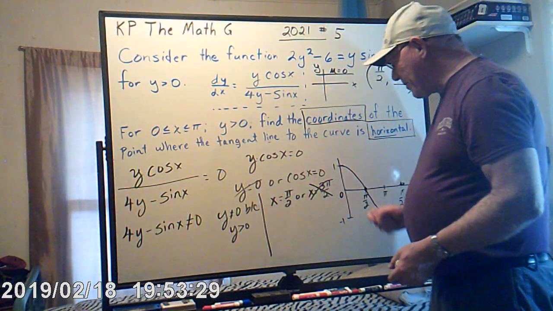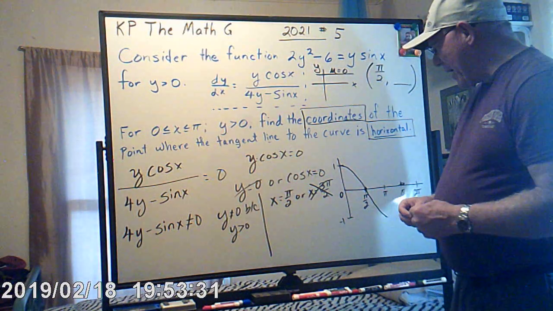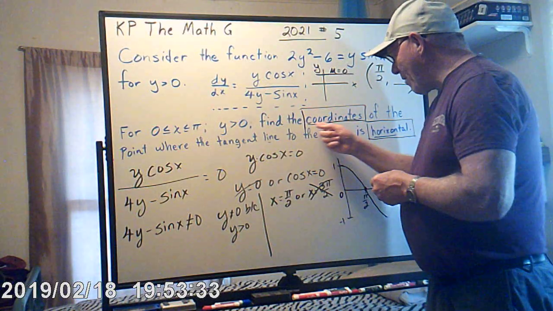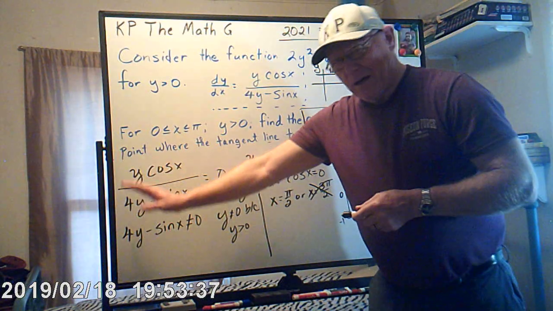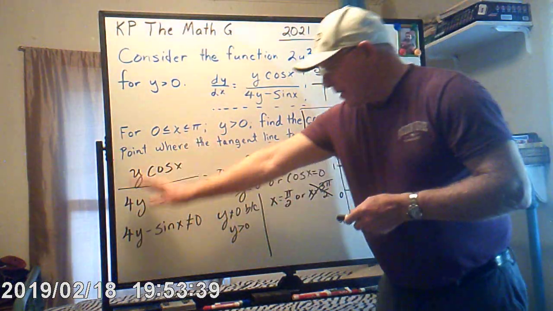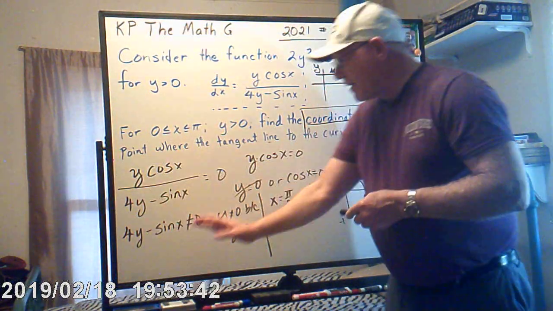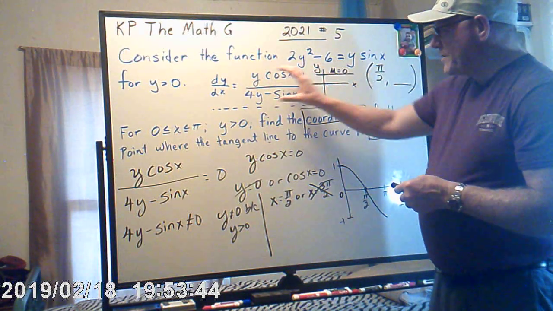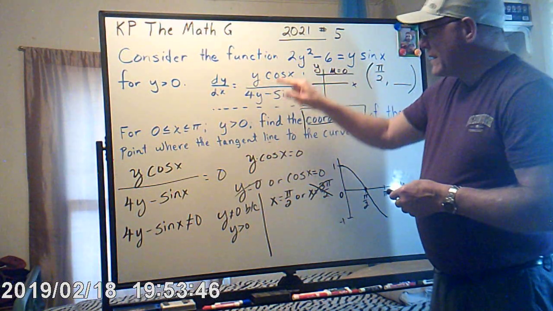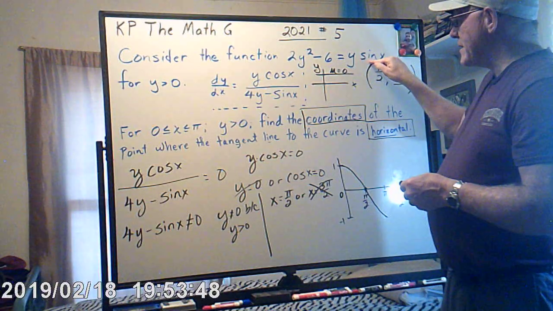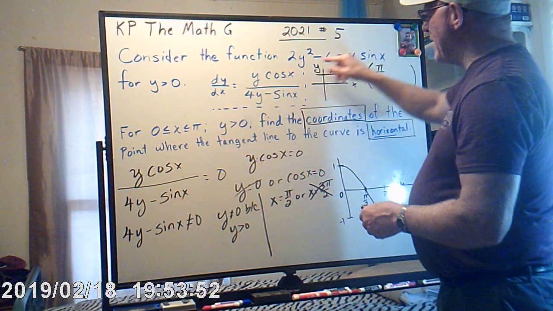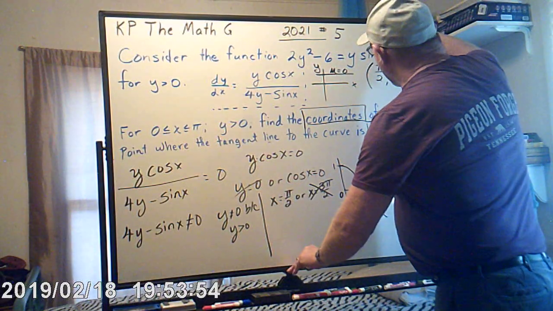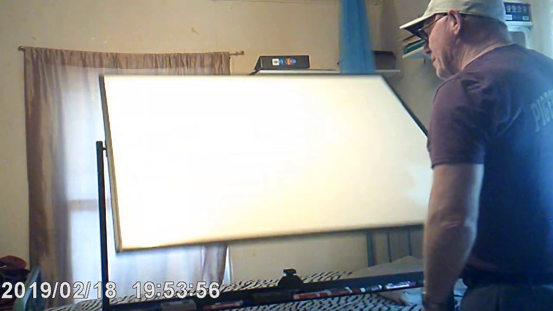What we're trying to do is find the y value. Don't plug it back into the slope. Okay, don't plug it into this dy over dx. Plug it back into this original equation. So we're going to flip this over. 2y squared minus 6 is equal to y times sine x. So here we go.